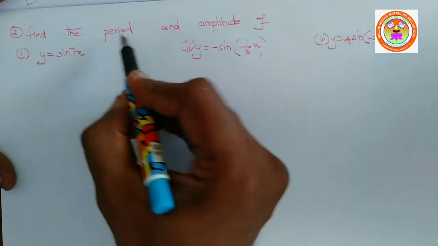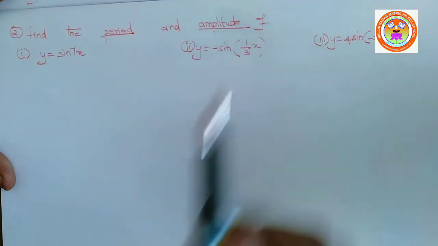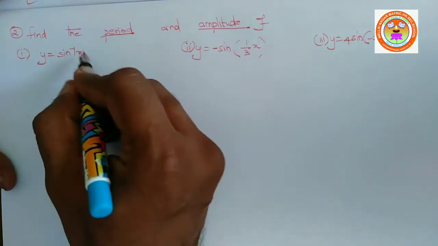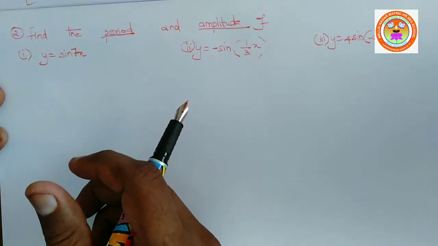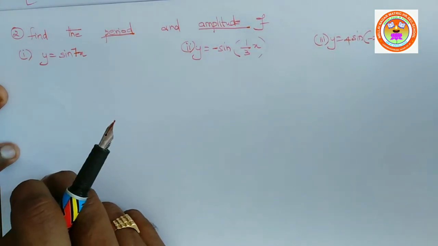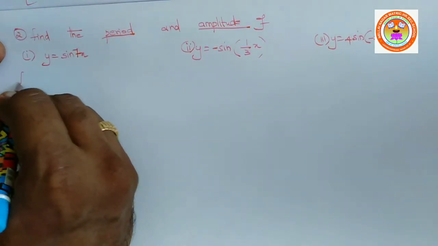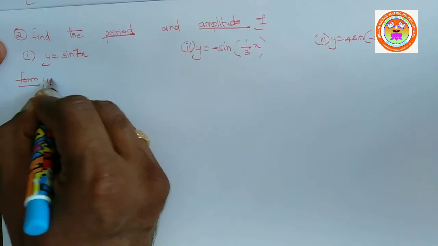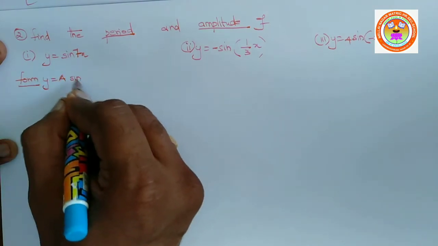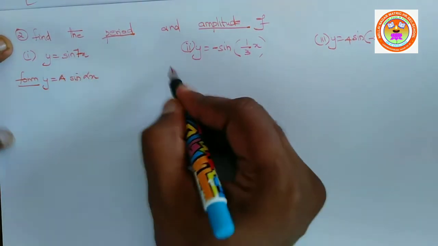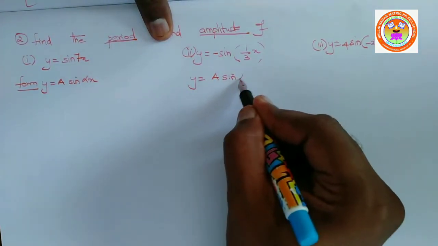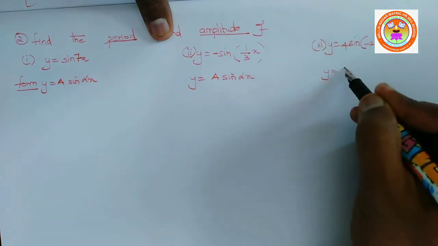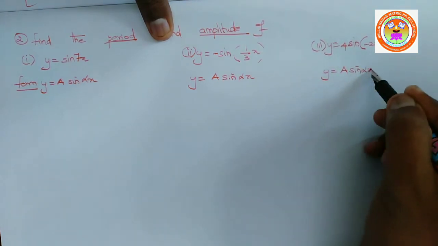Second sum: find the period and amplitude of y is equal to sine 7x, y is equal to minus sine of 1 by 3 x, and the third one, y is equal to 4 sine of minus 2x. So it has one formula. What is the form? y is equal to A sine alpha x. This is the general form.